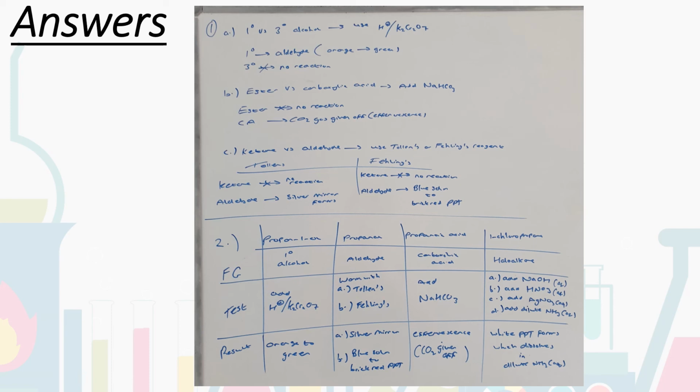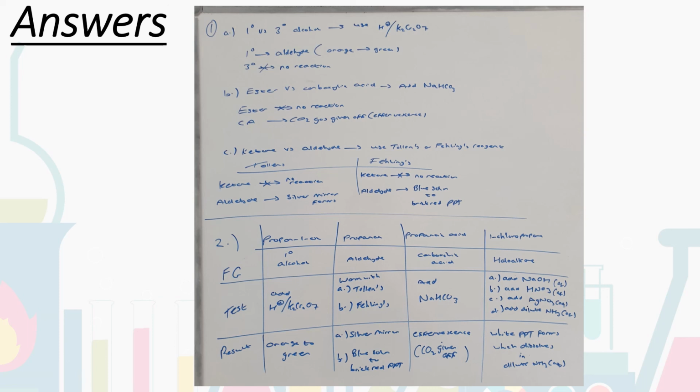So propan-1-ol is a primary alcohol. Propanal is an aldehyde. Propanoic acid is a carboxylic acid. And 1-chloropropane is a haloalkane. And so now we have to think about what tests we can use to test for these different functional groups. Again, a primary alcohol we can test for with acidified potassium dichromate. We get it oxidized up to an aldehyde or even to a ketone, and the dichromate is reduced, chromium 6 to chromium 3, and we see an orange to green colour change.